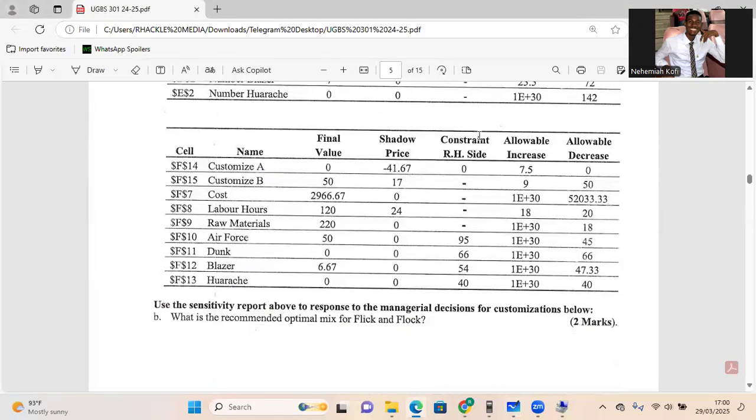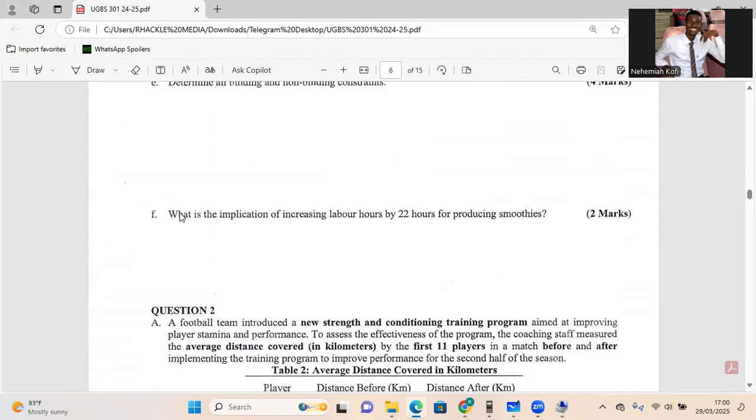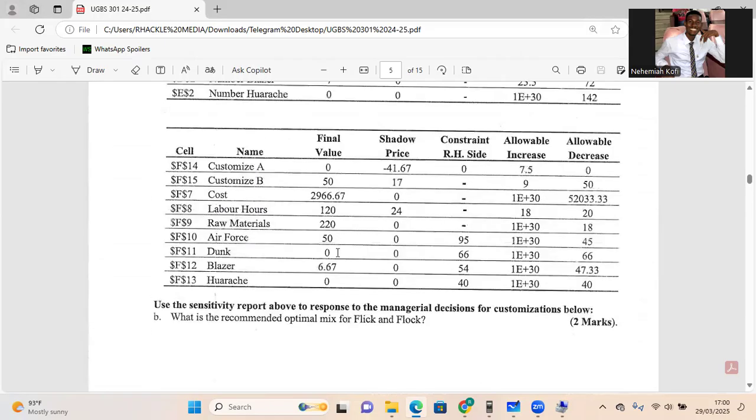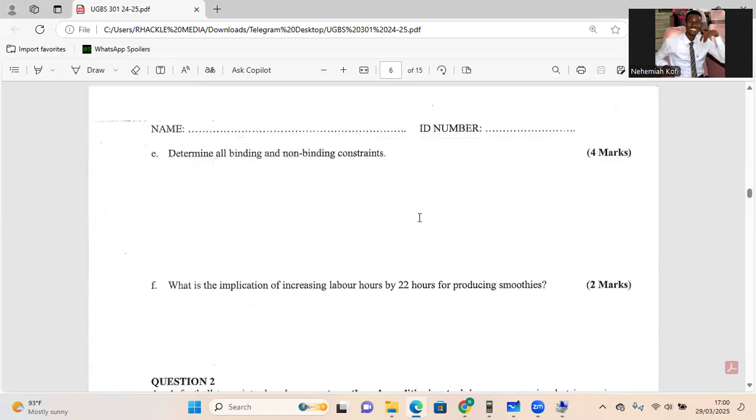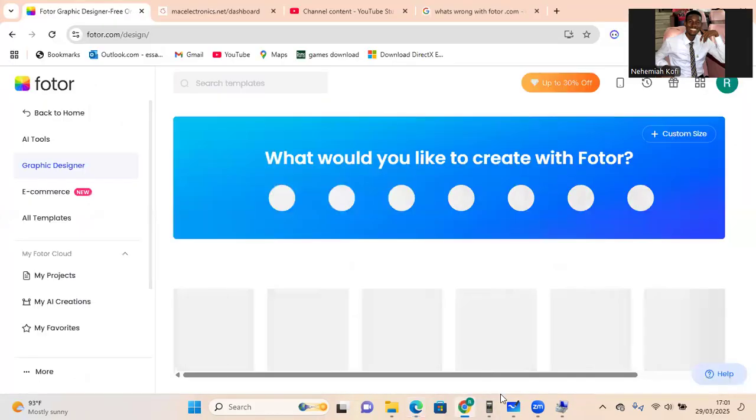The other part is: what is the implication of increasing labor hours by 22? Remember that I explained that labor hours has a shadow price of 24, meaning that when you increase labor hours by 1 hour, we are going to get a profit of 24. Here they are increasing it by 22, so to get the implication we multiply this 22 by the 24 and know the profit that you are going to make, right?